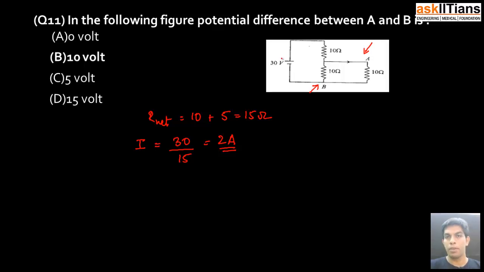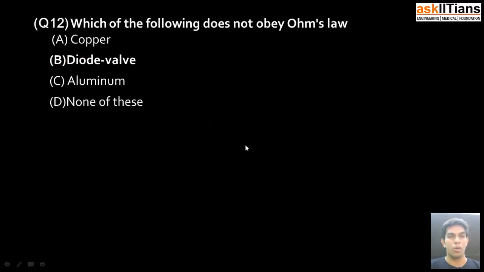Now 2 ampere actually flows in this direction. So being 10 ohm resistance in this and this, I can say that 1 ampere goes in this direction and 1 ampere goes in this direction. So the potential difference across point A and B, VAB, is the current flowing across point A and B, that is 1 ampere, into the resistance, that is 10. So I have 10 volt as an answer. So B is the correct answer. Moving on to the 12th question.